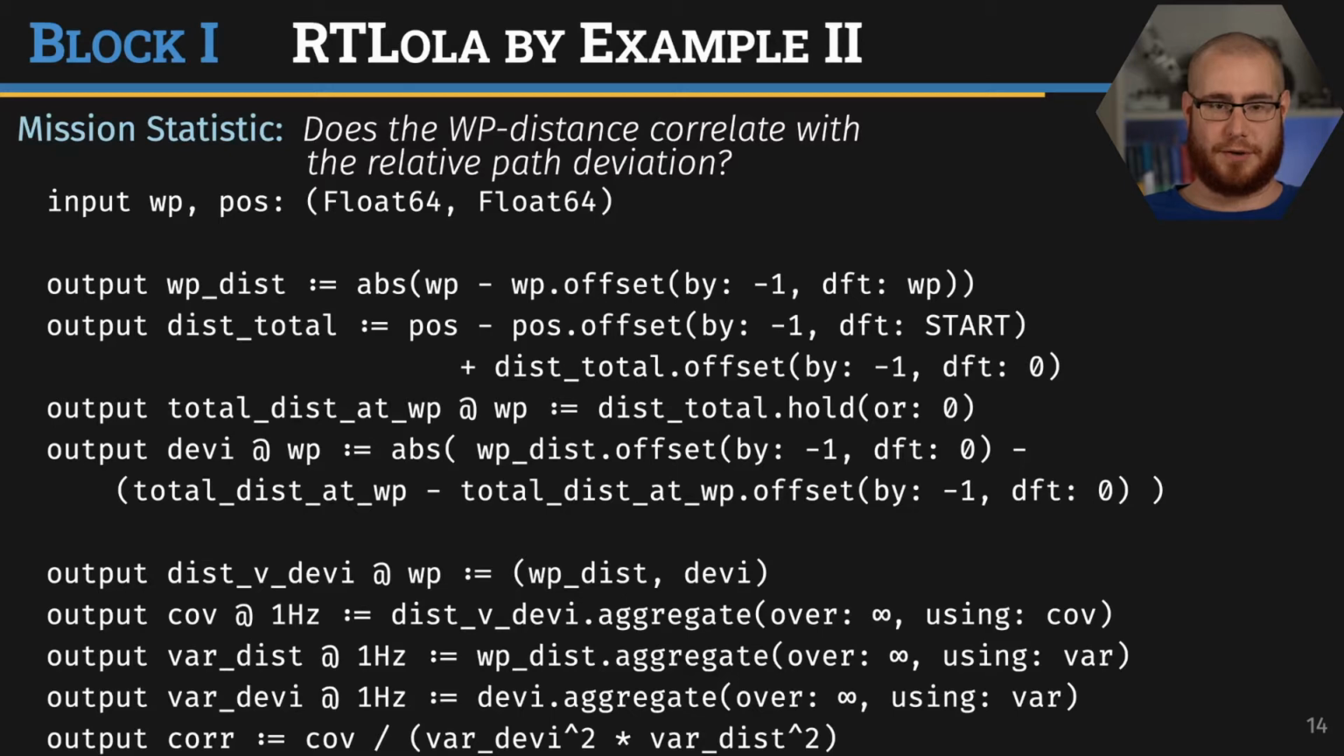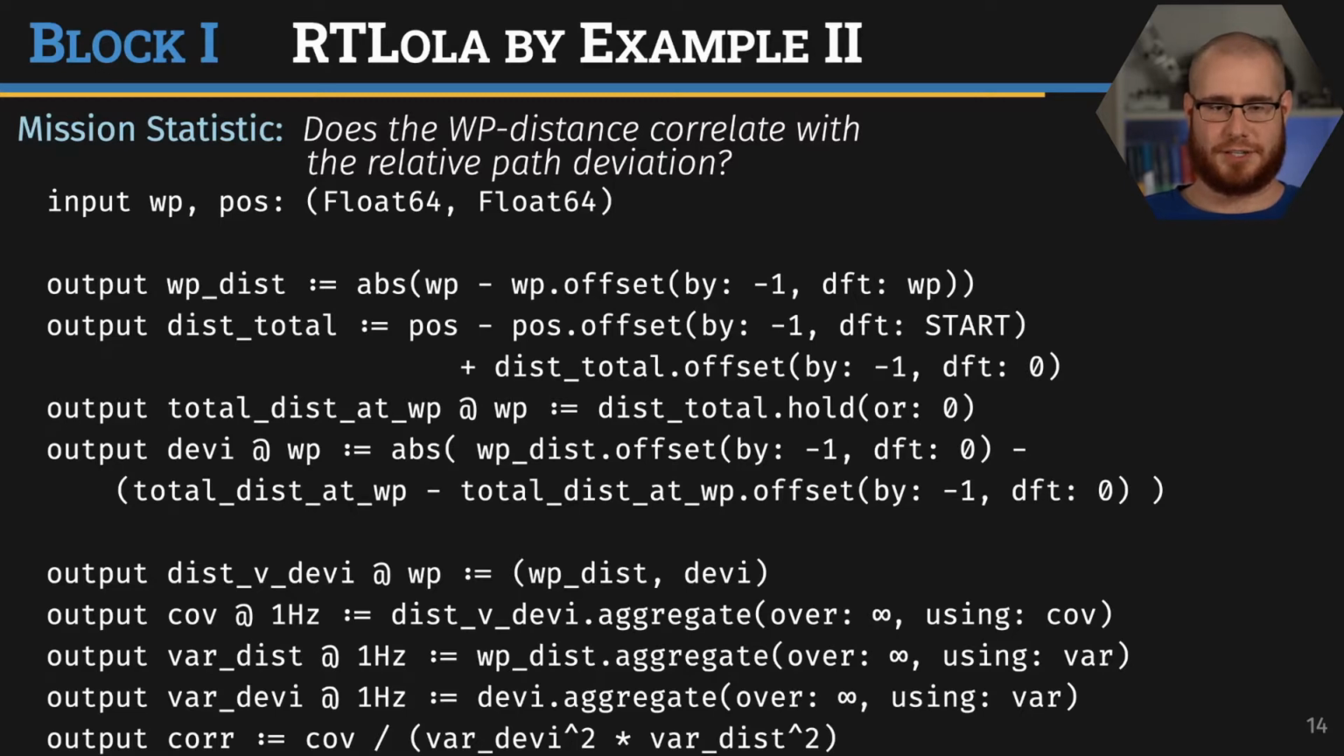Now we want to have the covariance between those two streams. So we use an aggregation function that is indefinite, so it has the infinity symbol for the over duration. And we use the covariance aggregation function. Similarly, we compute the variance of the distance stream and the variance of the deviation stream. And now that we have these three values, the only thing left to do is compute the correlation. And for the correlation, we take the covariance and divide it by the standard deviations of the deviation stream and the distance stream, by just taking the square root of the variance. And that's it. That's how we compute the correlation here.